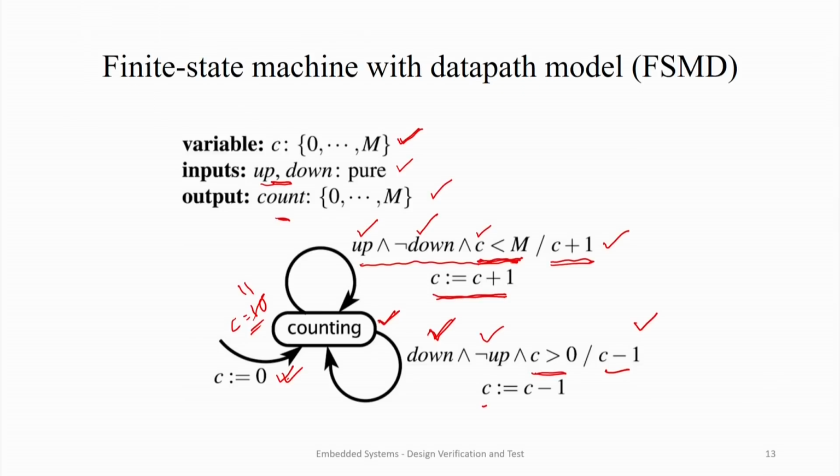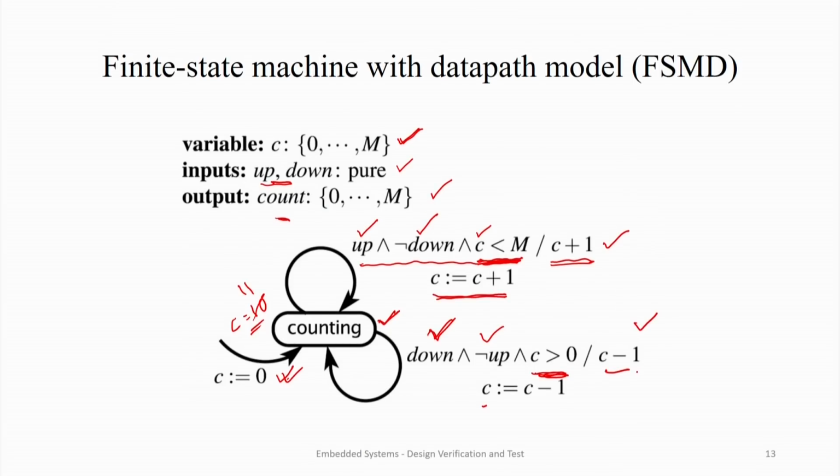Now, what happens when C equals M? When C equals M, even if one car tries to enter and up is 1, there is no capacity, the garage is full. So, it is not going to output C plus 1 and update the variable, because the garage can hold at most M. Similarly, if the garage is empty and C equals 0, down equals 1 has no meaning. Therefore, it is not going to output C minus 1 and update the variable C to C minus 1, it is not going to do it.